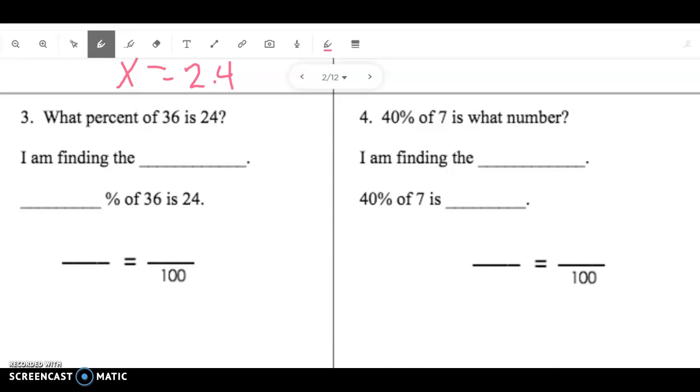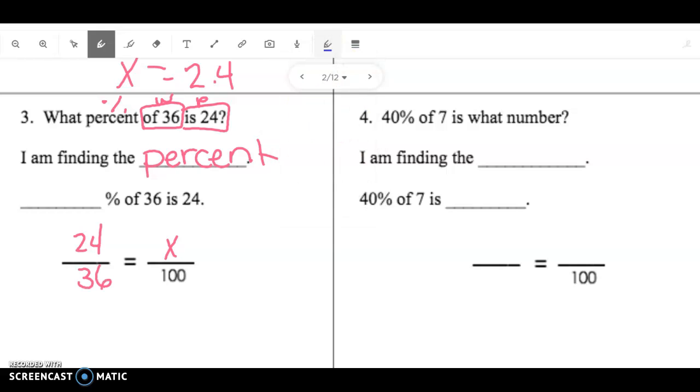What percent of 36 is 24? So here's our "of," that's going to be the whole. Here's our "is," so that's the part. And what percent is what we're missing. So I am finding the percent. All right, let's go ahead and set this up. We don't know the percent, so that's what goes over 100. And on the left, I need part over whole. So 24 over 36 for the whole.